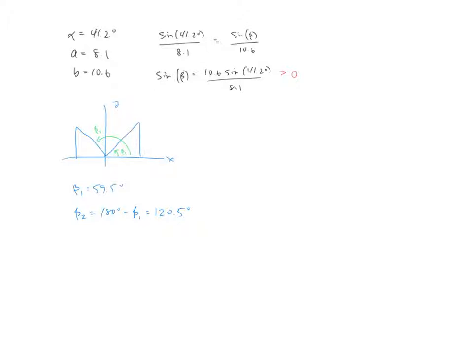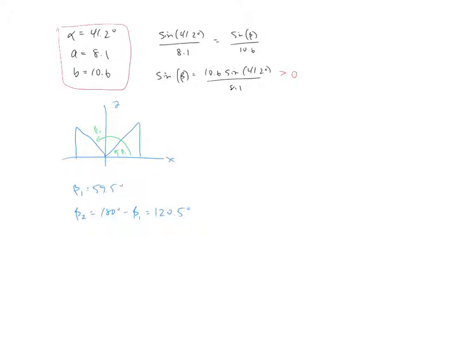We've seen cases where no triangle works. We've seen a case where a single triangle was possible. Now when we look carefully at this one, 59.5 plus 41.2 works, as well as 120.5 plus 41.2. That again keeps us under the allowable 180 degrees. So it looks like we have two possible triangles now, given the conditions.